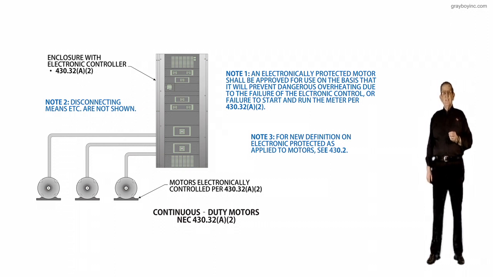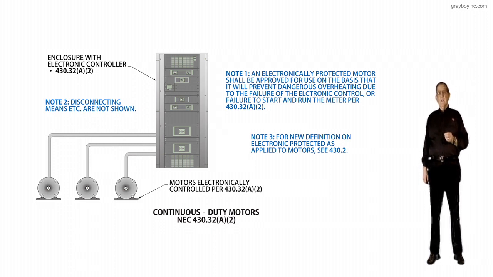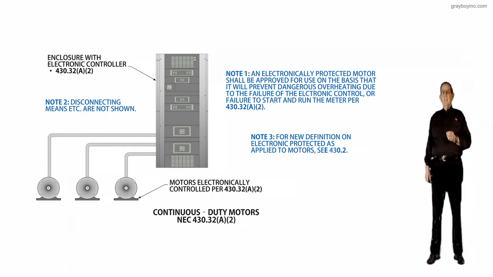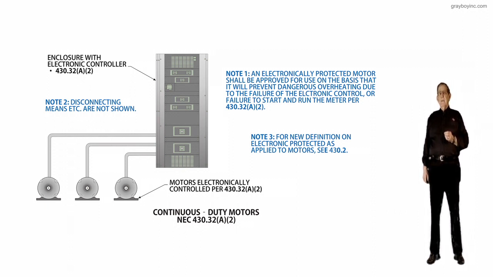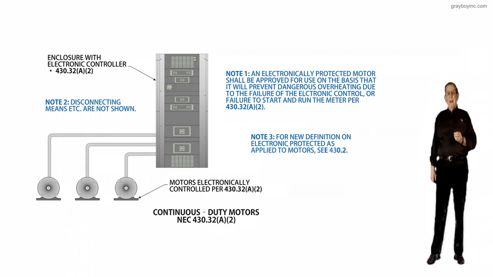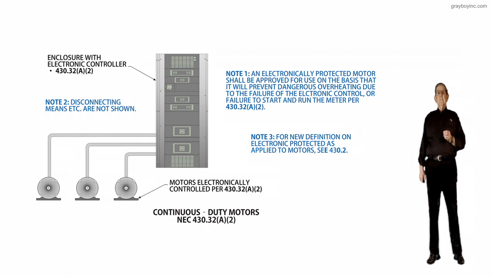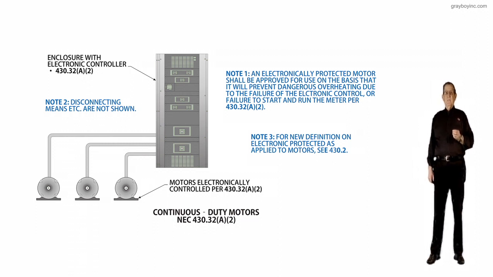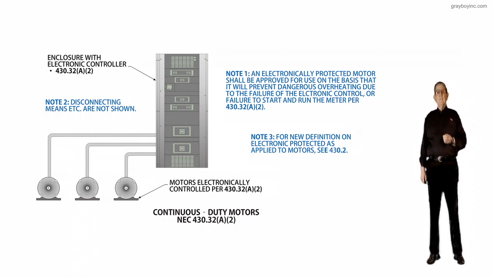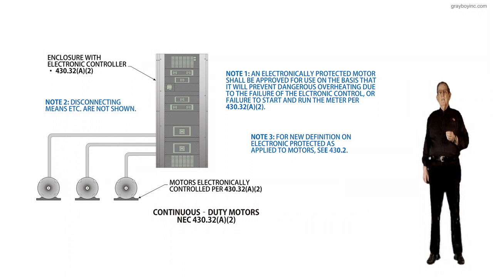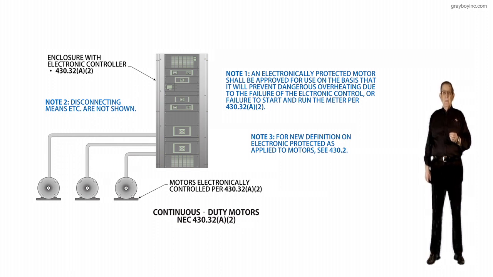The ANSI standard for electronically protected motors is UL 1004-7. Electronically protected motors in compliance with UL 1004-7 require that the motor be marked EP or electronically protected.